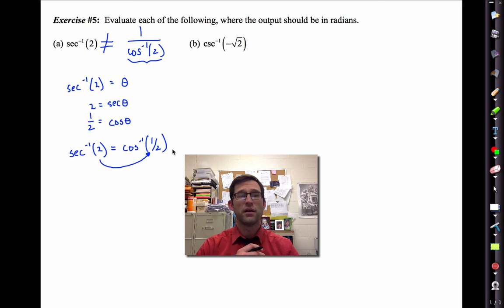So the reciprocal, and this is really quite neat, occurs inside of the inverse trig's argument, not outside. So the inverse secant of 5 would be the inverse cosine of 1/5. The inverse secant of 10 would be the inverse cosine of 1/10. But now this is pretty easy, right? Now we just go back to the inverse cosine, and the inverse cosine of 1/2 is pi over 3. All right? Try it with the inverse cosecant of negative root 2.